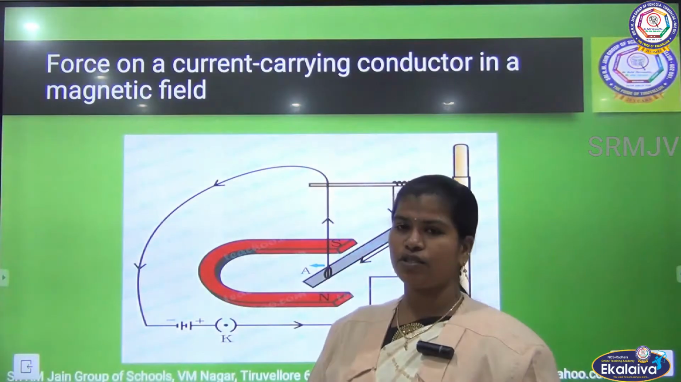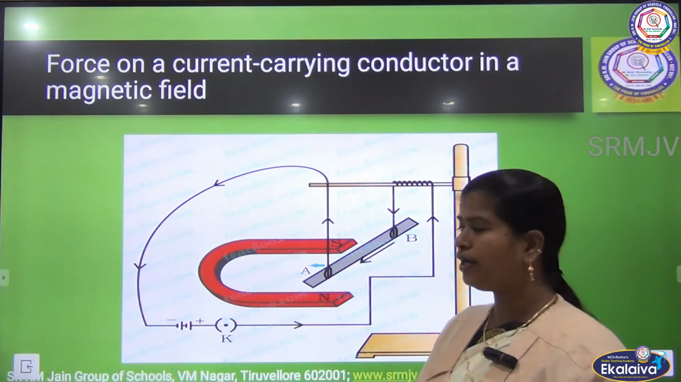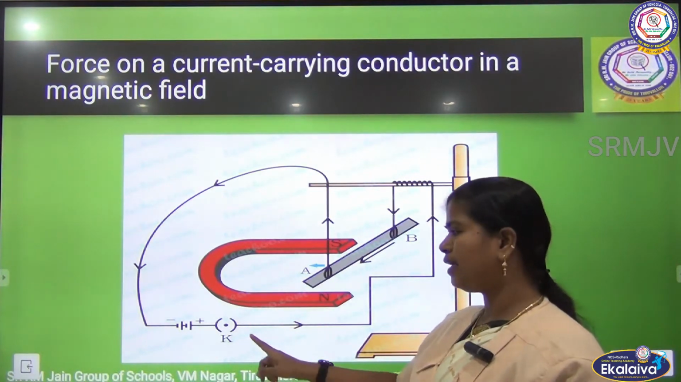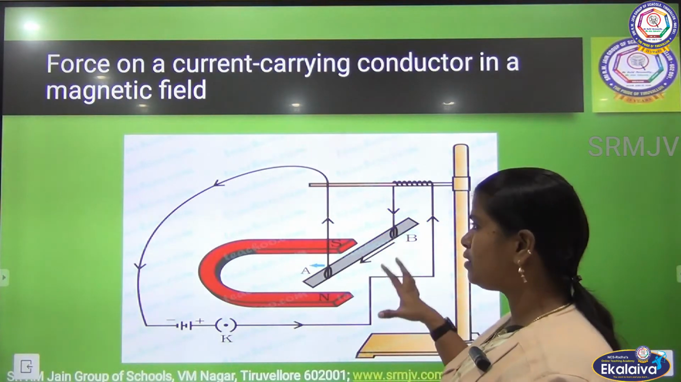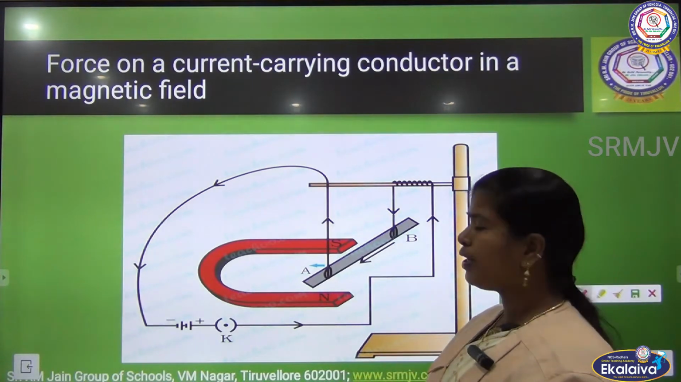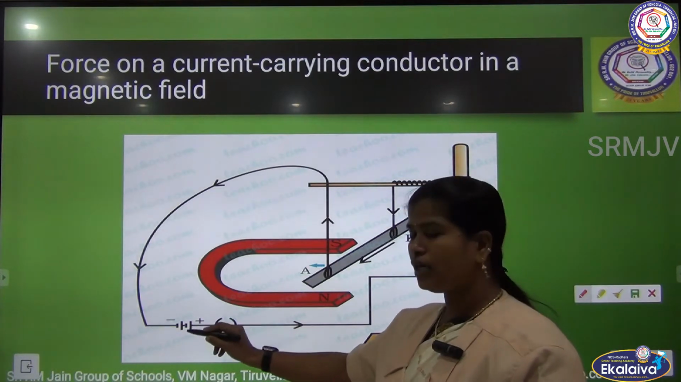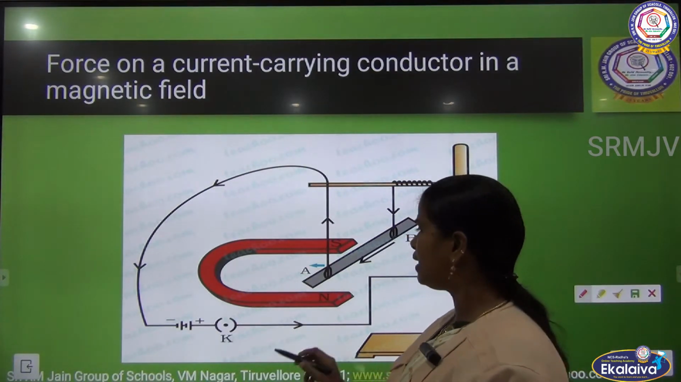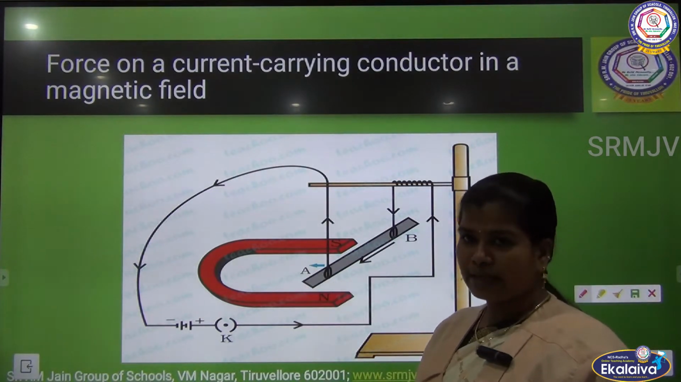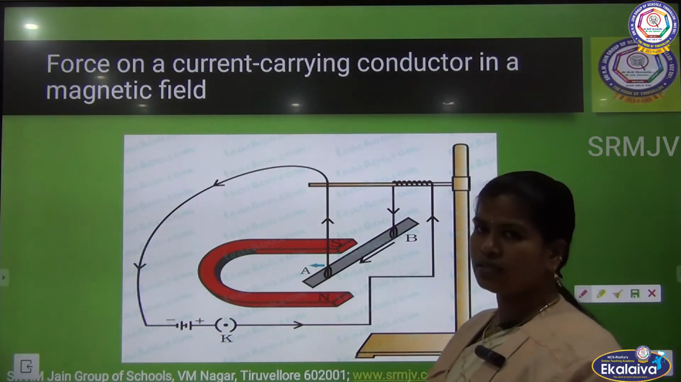So let me show you the picture. We need a stand, an aluminium rod, a horseshoe magnet, conductors, a key, as well as the battery. And this is how we have to set up the circuit. I am going to connect the aluminium rod with the key and the battery. Once I have connected, I should suspend that aluminium rod in between the horseshoe magnet.